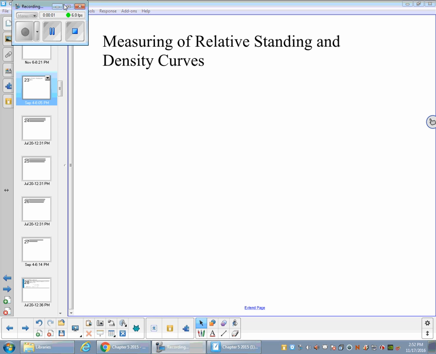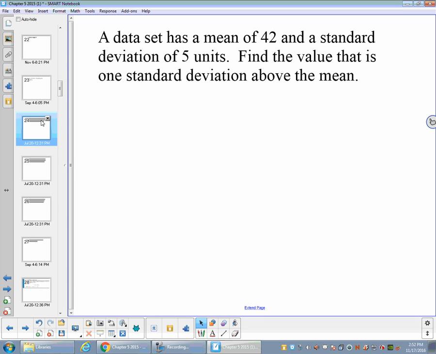Hello. Today we're going to look at measures of relative standing and density curves. If we look at this situation, a data set has a mean of 42 and a standard deviation of 5. What is the value that is one standard deviation above the mean?